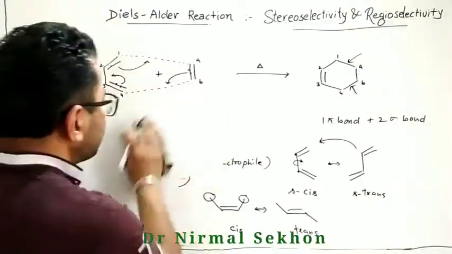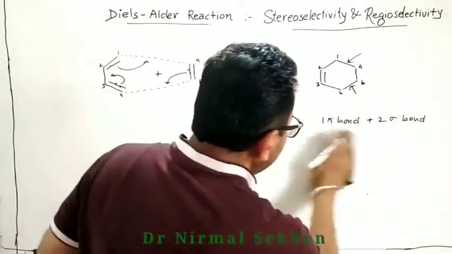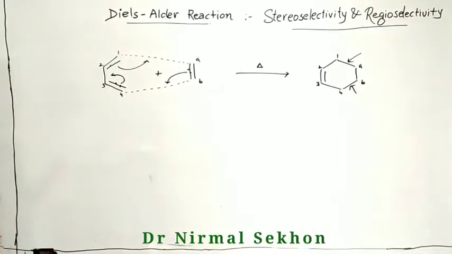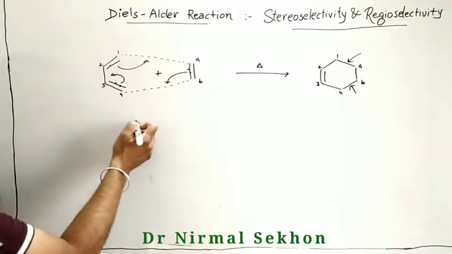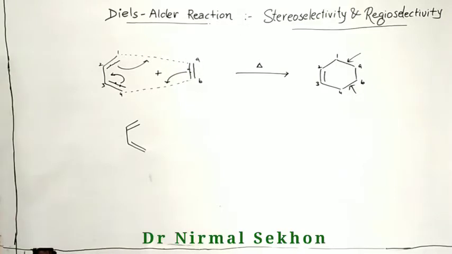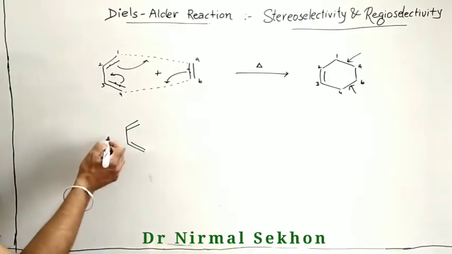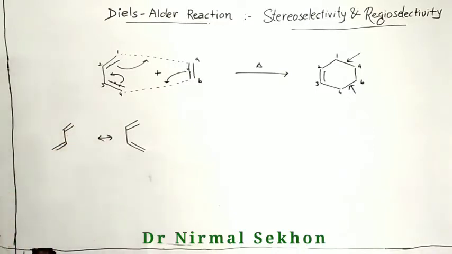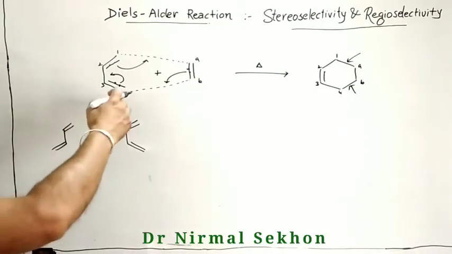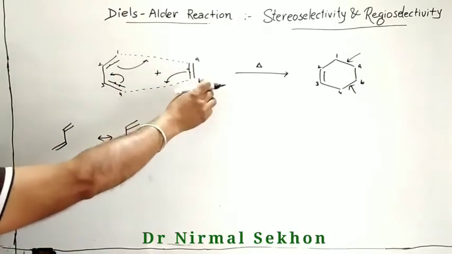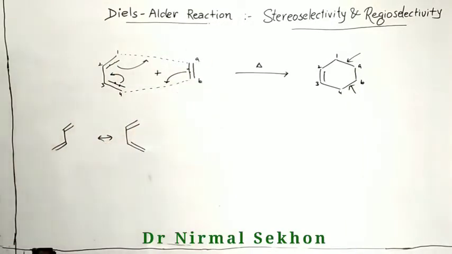Now the next thing is that the rate of reaction depends upon the diene, its structure. If we have an open diene like this, it may rotate. We already just studied that. It may rotate to give S-trans. So the reactivity of this open diene with the dienophile decreases because it may change into trans, which is more stable.